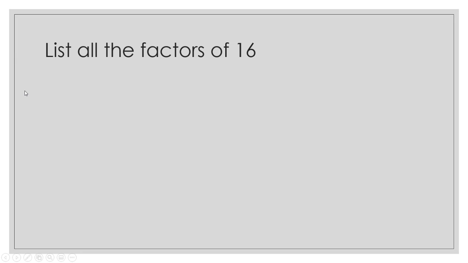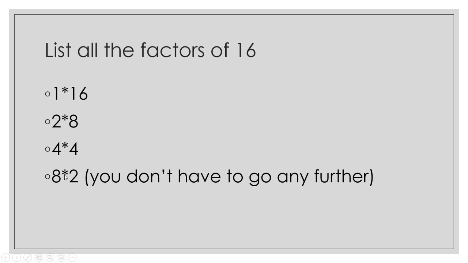So let's say we're given a number and we want to list all the factors. The first two factors we should come up with are 1 and the number. It's divisible by 1 and itself. Then see if it's divisible by 2. It is. 2 times 8 is 16. It's not divisible by 3. It is divisible by 4, 4 times itself. It's not divisible by 5, 6, or 7. So now we have 8 and 2 again.